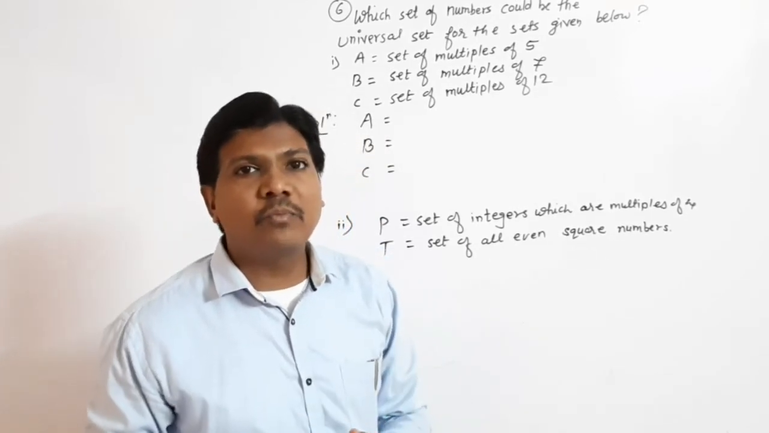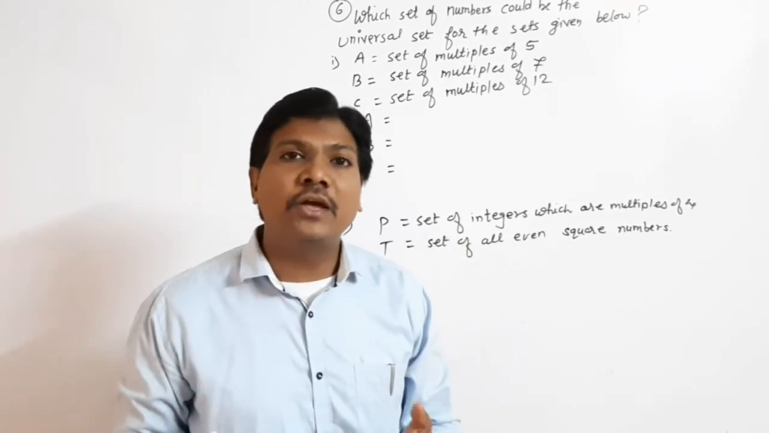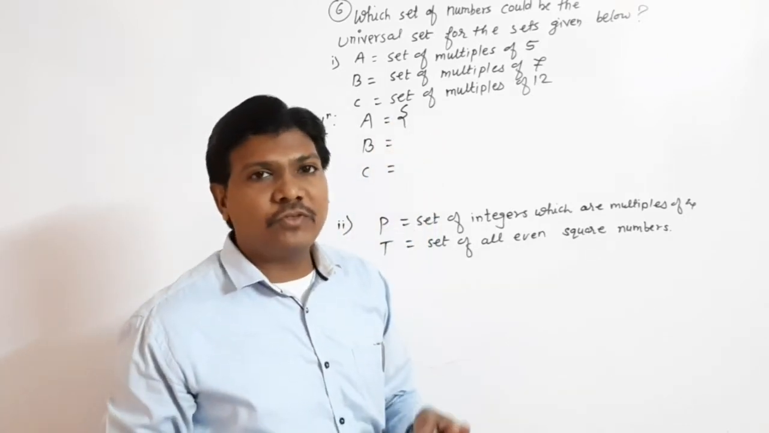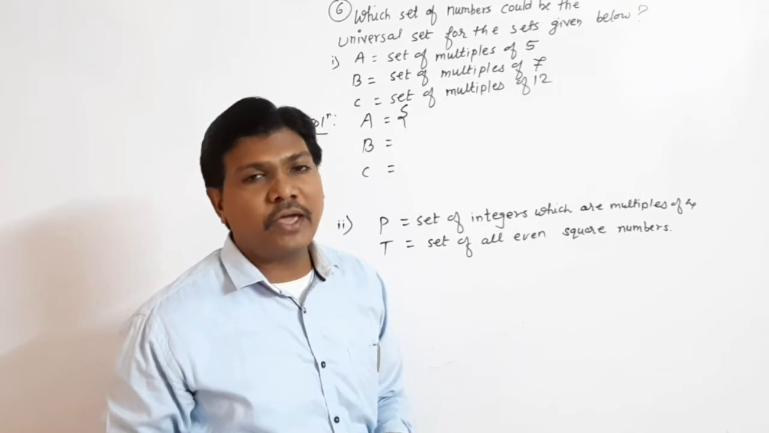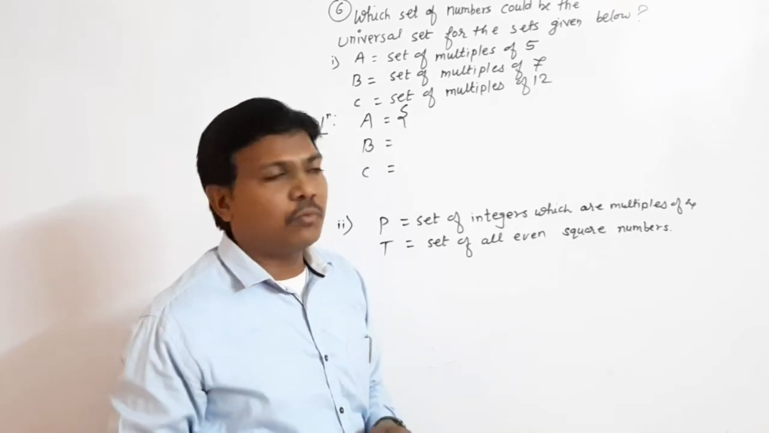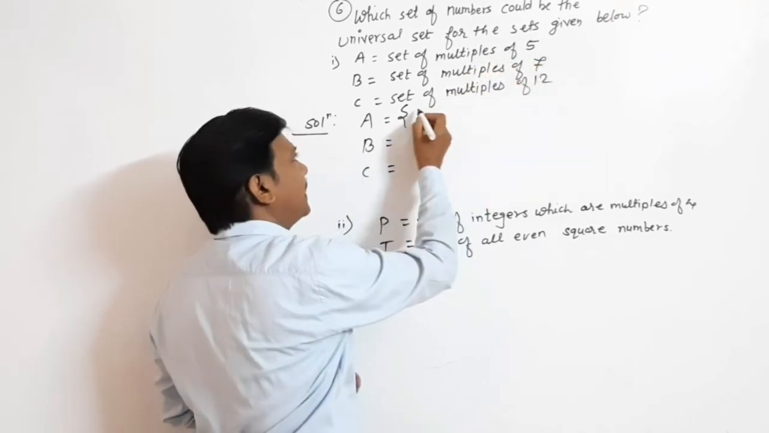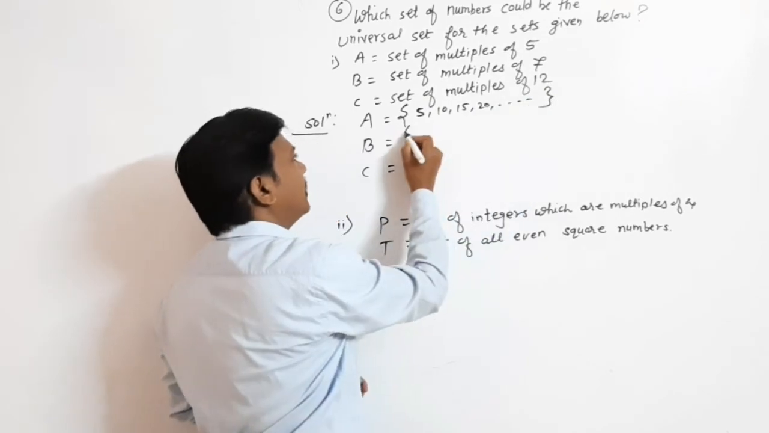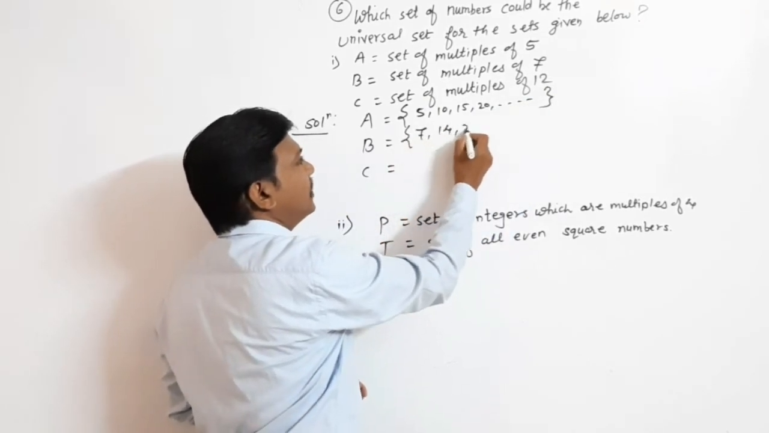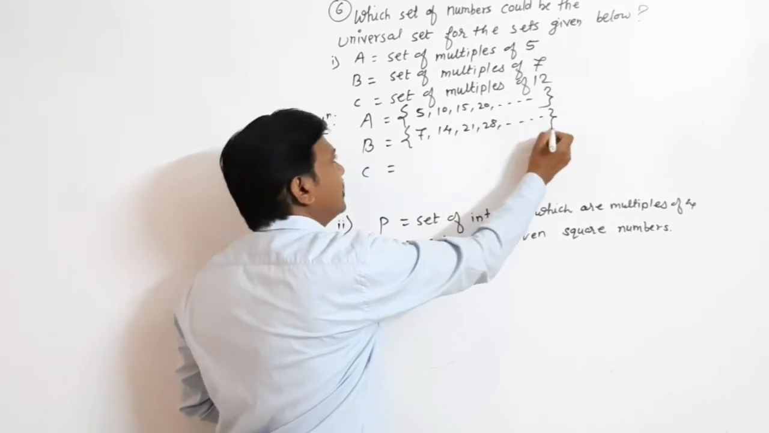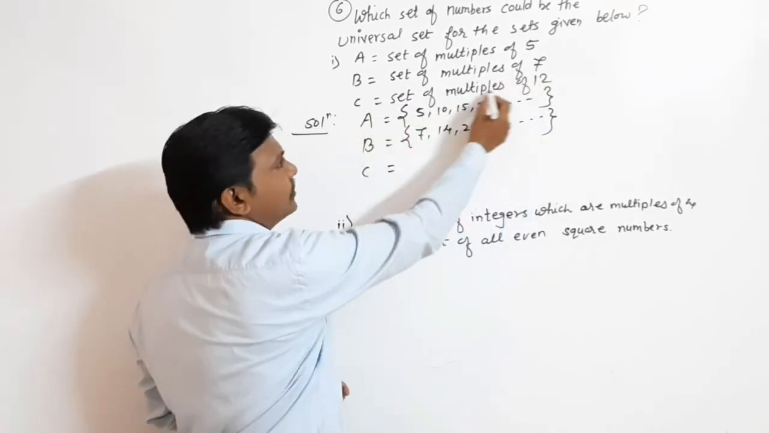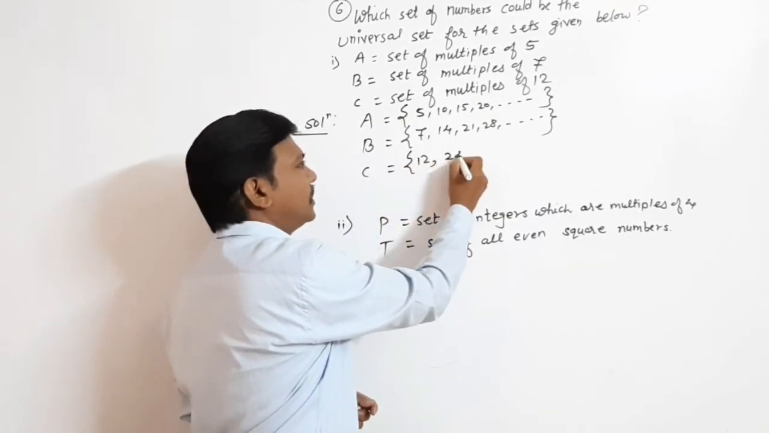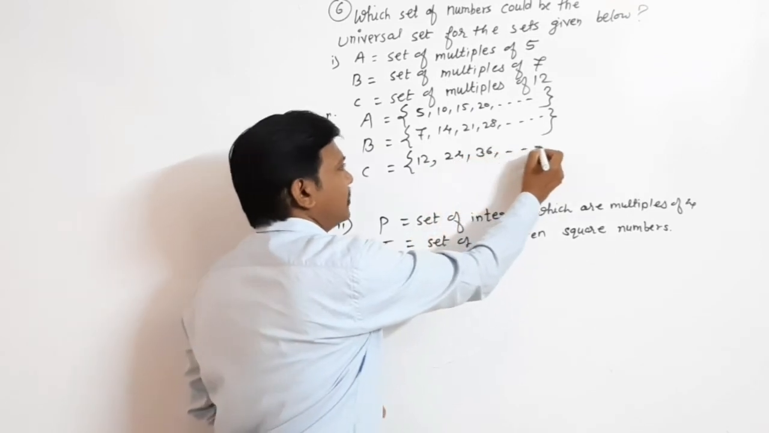So first, our job is to convert this A, B and C into listing method. In listing method, we prepare a list, means we write each and every element in curly brackets. The elements are separated by commas. So multiples of 5 are 5, 10, 15, 20 and so on. Then multiples of 7: 14, 21, 28 and so on. And the multiples of 12: 12, 2 twos are 24, 3 twelves are 36 and so on.